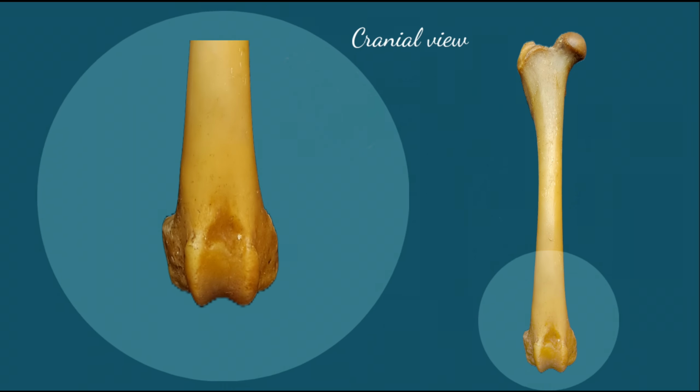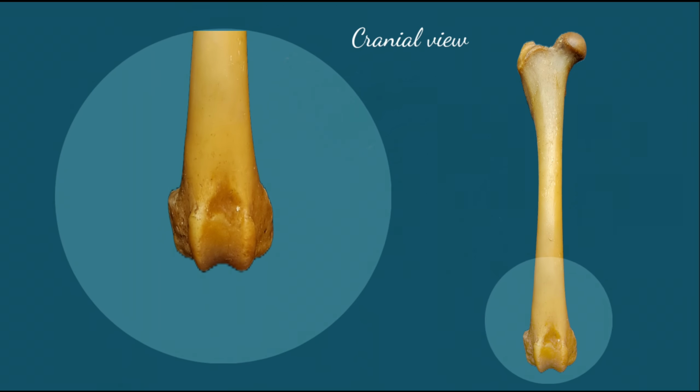At the distal extremity of the femur bone, we see trochlea, lateral trochlear ridge, medial trochlear ridge, lateral condyle, and medial condyle.